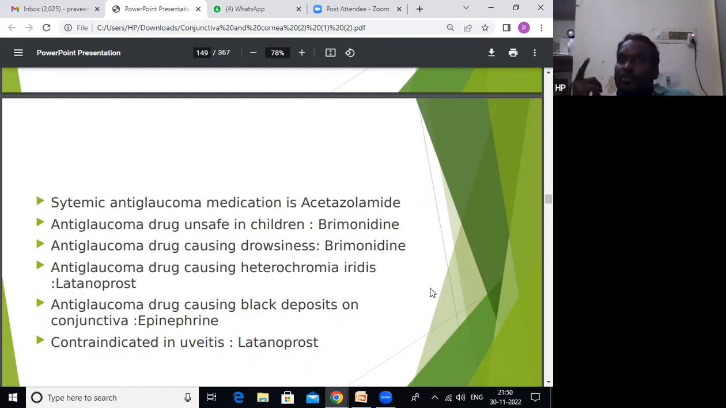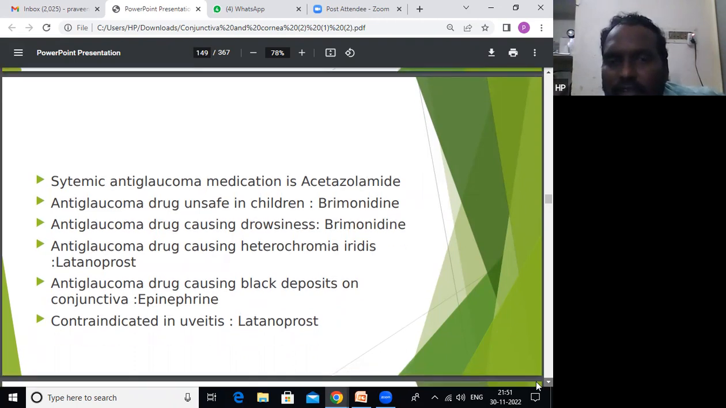Anti-glaucoma drug causing heterochromia is prostaglandin analogue; it can be latanoprost or bimatoprost or whatever. Anti-glaucoma drug causing black deposits in the conjunctiva is epinephrine. Anti-glaucoma drug which is contraindicated in uveitis is prostaglandin again. I made this slide from so many question papers I've gone through. So this slide is very, very important. Please memorize this slide.